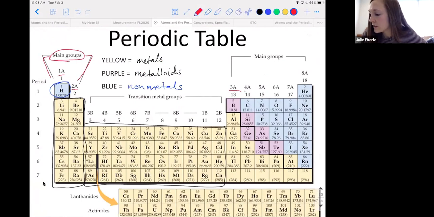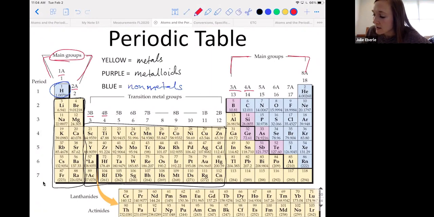Okay, also over here, notice all these are the main groups. So A just denotes that that column is considered a main group. And I'm going to explain more what that means. It has a lot to do with valence electrons later on. But right now, just know that's a main group.